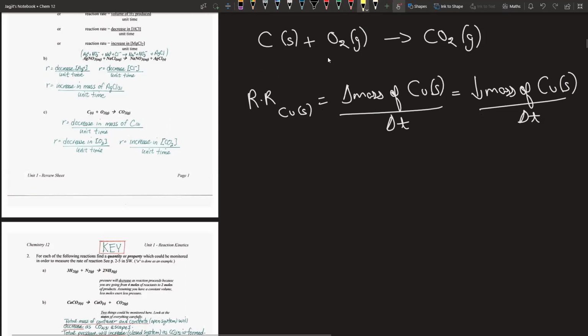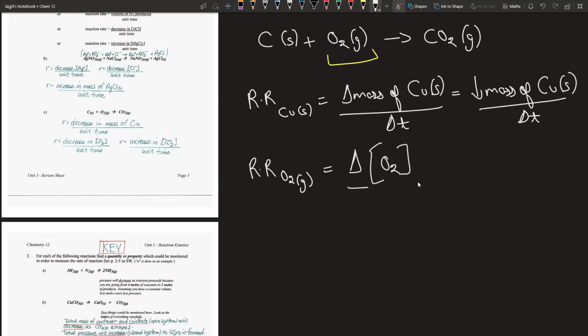Now let's move on to this O2 gas. When it comes to gases, what can we use? Concentration, yeah. So we can measure it as change in concentration of O2 over change in time. Now, to be more specific, because it's a reactant, it will be a decrease in concentration of O2 over change in time. Correct? Yeah.